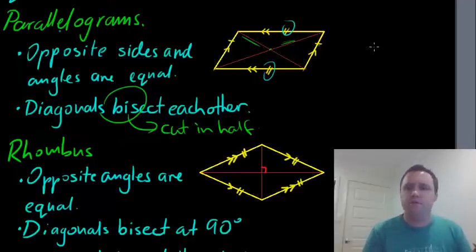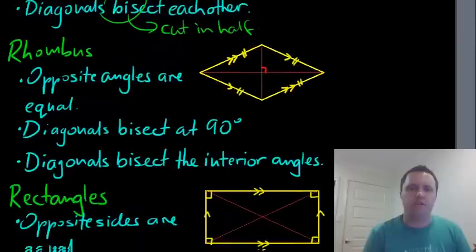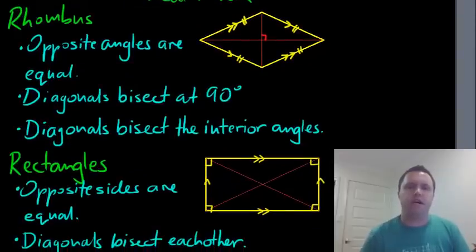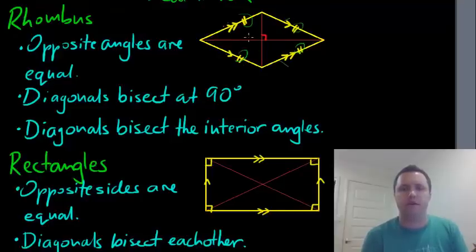Moving on down into the rhombus. With our rhombus here, we've got a couple of different properties. Our opposite angles are equal. Firstly, you're aware that a rhombus is essentially a parallelogram, but all the sides are equal in length, and two of them are parallel, two of the other ones are parallel. So opposite angles are equal: this one here is equal to this one, and this angle here is equal to this one here. Additionally, our diagonals not only bisect at 90 degrees, but they bisect the interior angles as well.